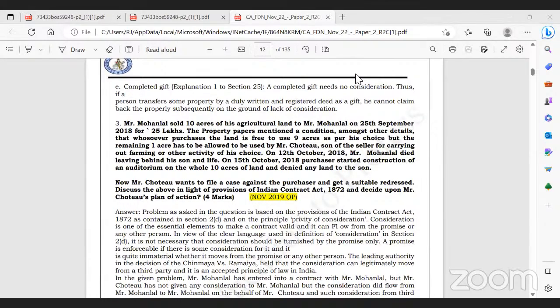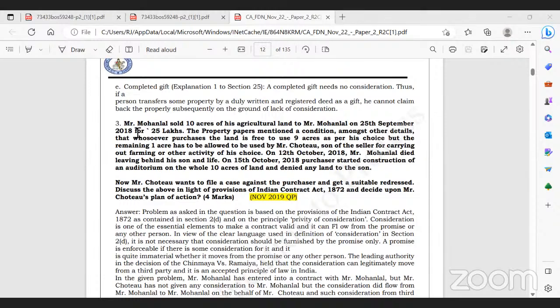So here the seller had made a covenant. Covenant means he made a rule that only 9 acres can be used and 1 acre has to be used by the son for farming. After the death of the person, you cannot go back on that covenant, because even if it is made by the earlier seller, the present owners are bound by the covenant of the land. So here Mr. Choti can sue the purchaser, and he can tell him that as per the agreement entered into with my father, whatever rules are there have to continue. So he'll win the case.